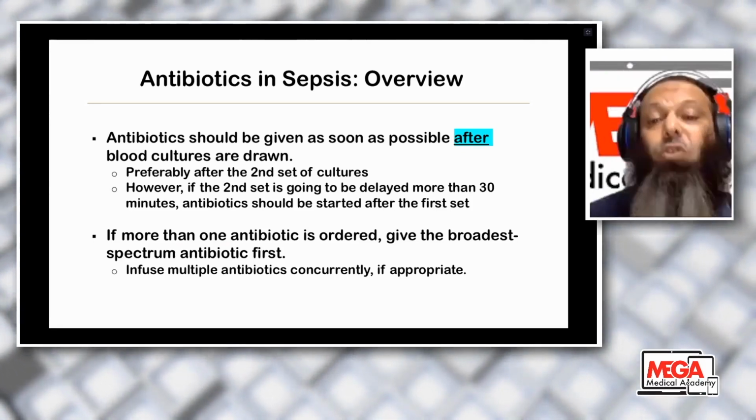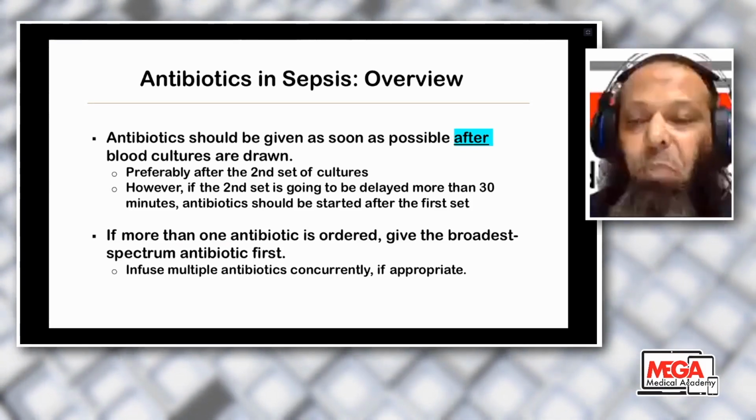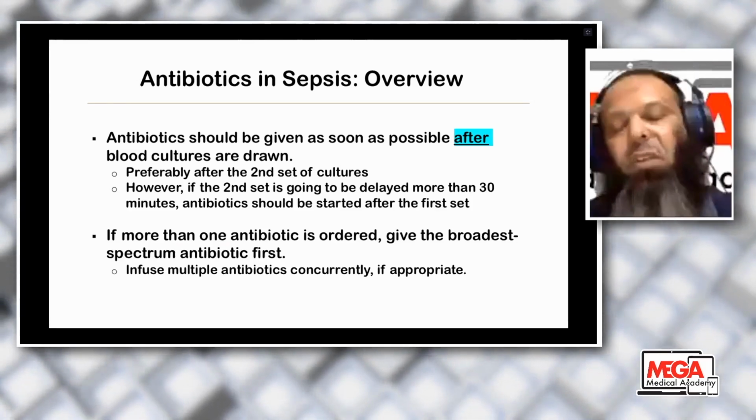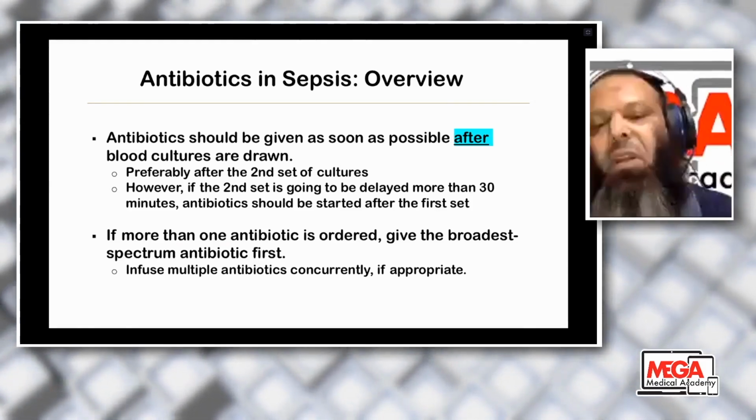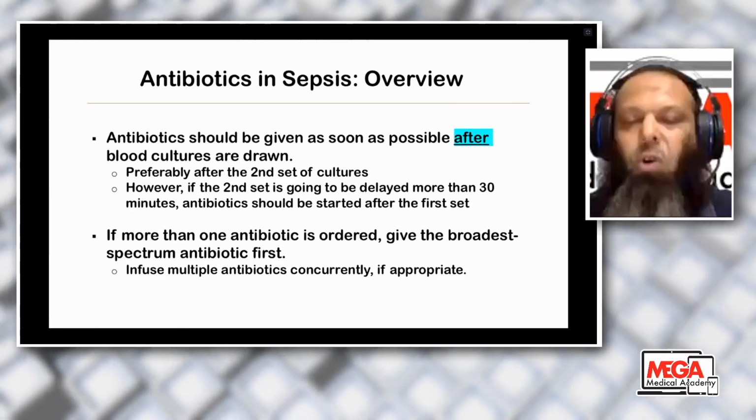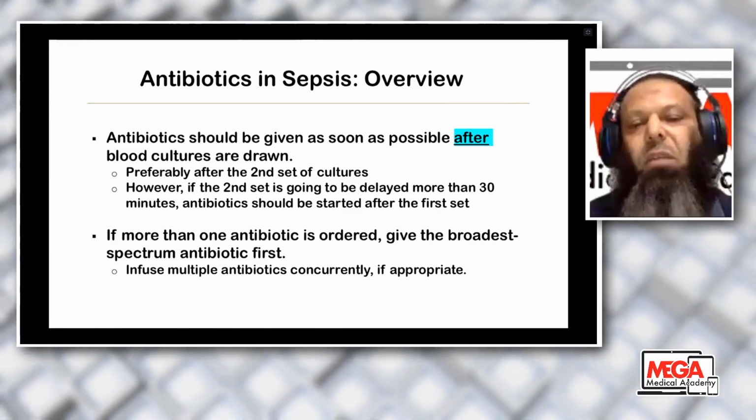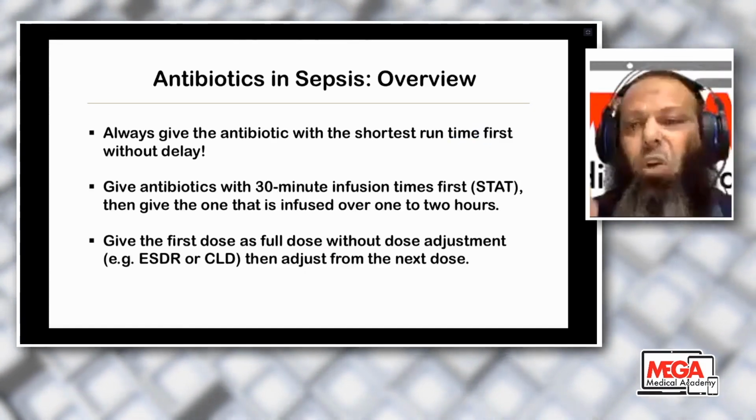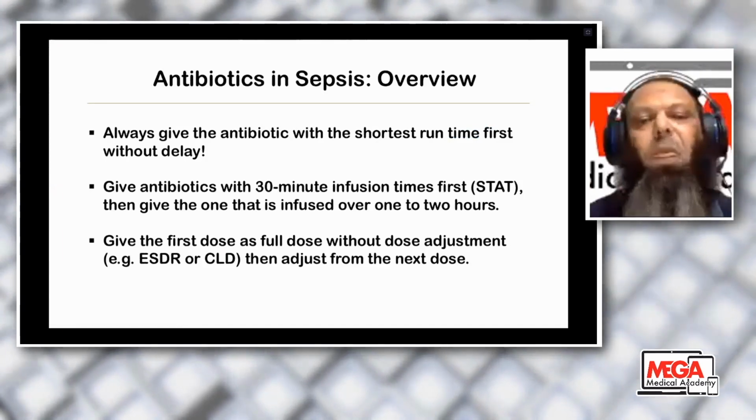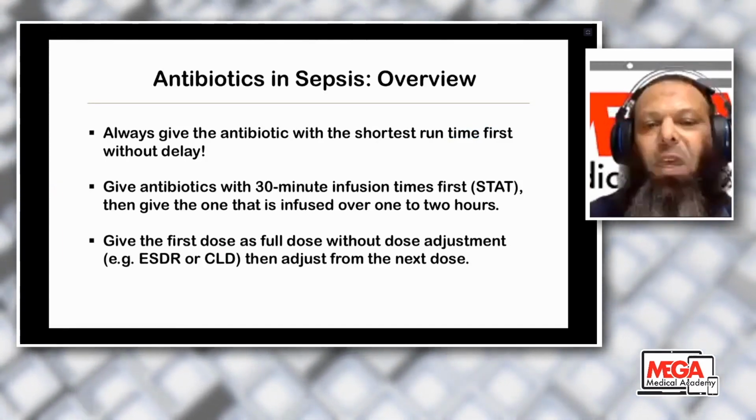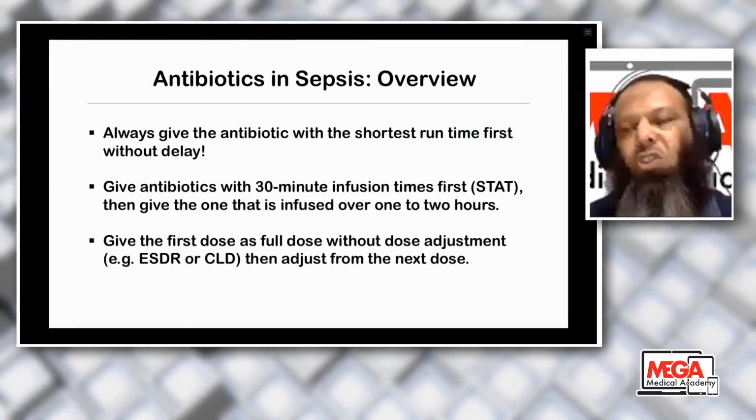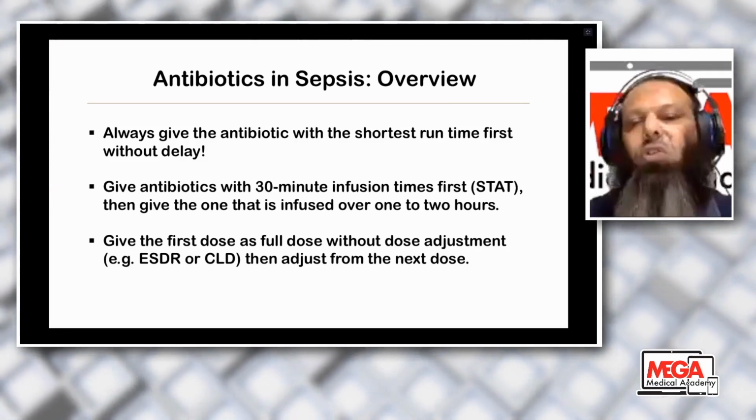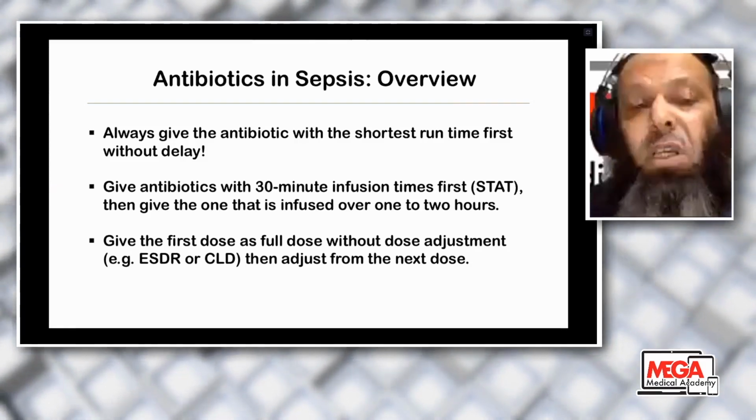If more than one antibiotic is ordered, like when you use a combination of antibiotics, give the broadest spectrum antibiotic first. For example, if you're going to use one of the beta-lactams or one of the carbapenems, this should be given first. And infuse multiple antibiotics concurrently if appropriate. Always give the antibiotics with the shortest run time first without delay. Give the antibiotics with 30 minutes infusion time first, like STAT. So STAT definition: less than 30 minutes, the antibiotics should be given. Then give the one that is infused over 1 or 2 hours.